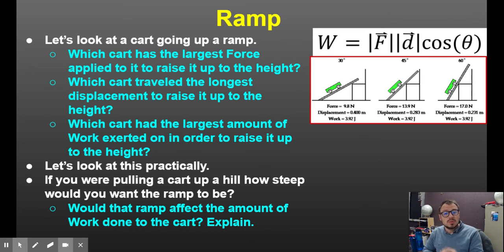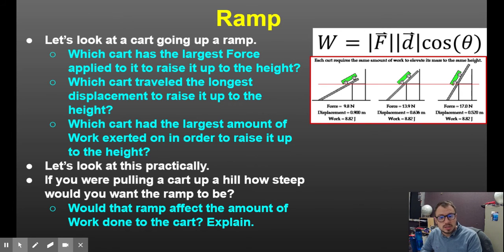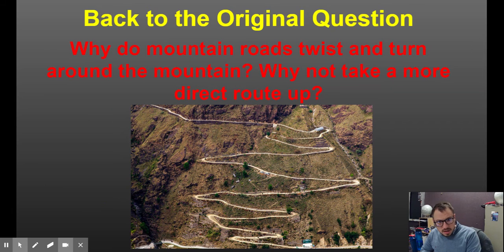So I like to think of it this way. I don't want to apply all this force. I'm going to give some of that up, and I'm going to have to apply that smaller force for a larger distance. So why do mountain roads twist and turn around the mountain?